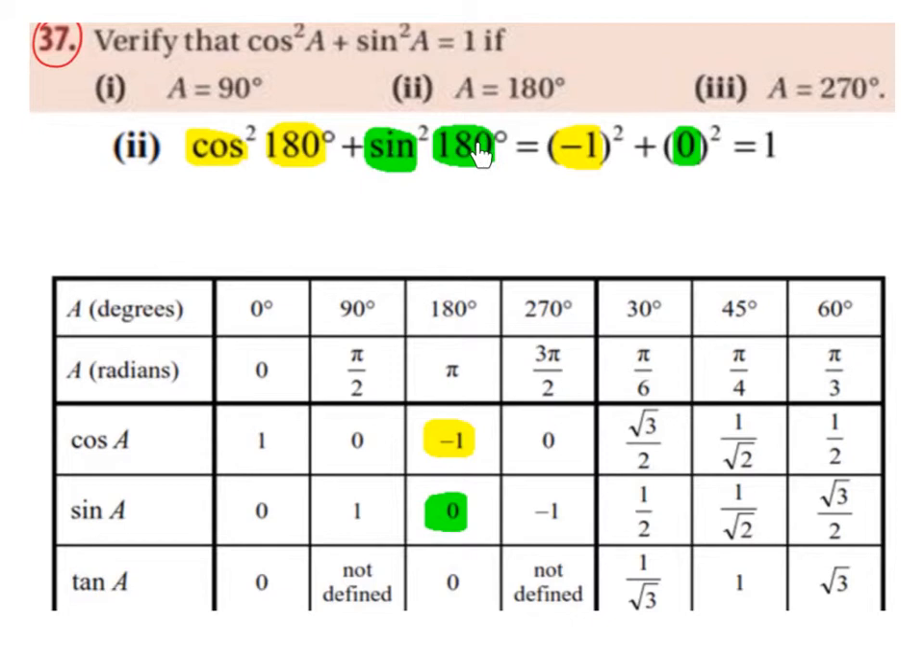Then sine of 180 degrees, we go to sine, we go across, we go to 180, we go down, we get to 0. So sine of 180 degrees is 0. So sine squared 180 degrees is 0 squared. Minus 1 squared is 1, 0 squared is 0, and 1 plus 0 is 1.